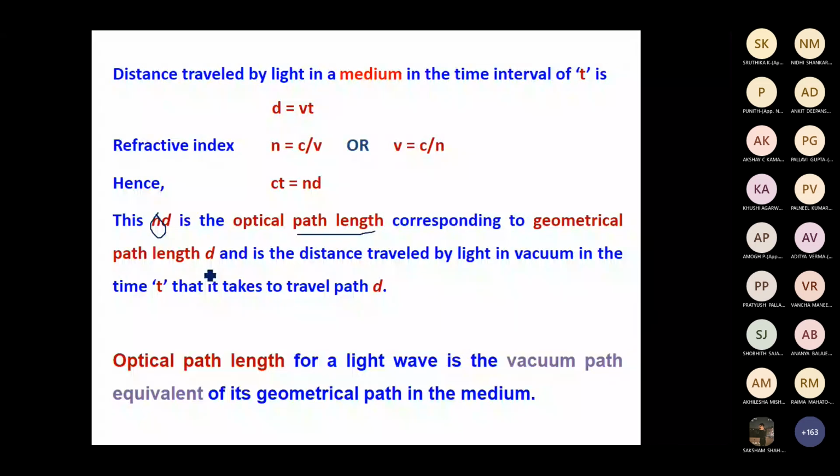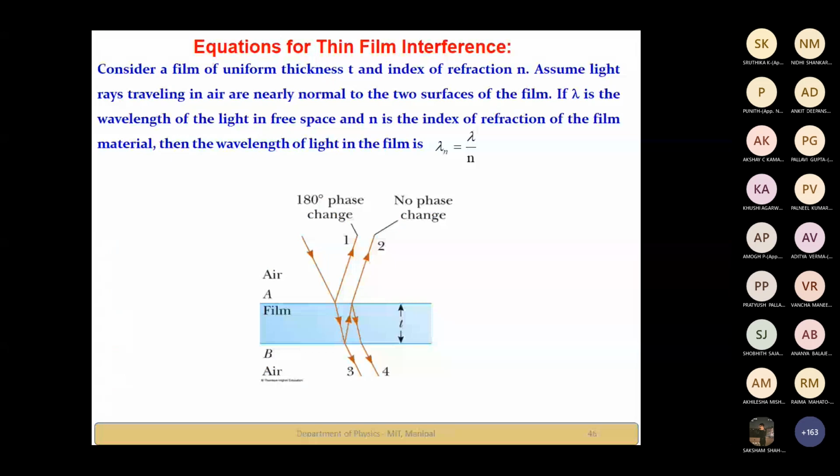Okay. Now we know two things: phase change takes place when a light ray undergoes reflection from the denser medium, that is, when traversing from rarer to denser, and does not undergo phase change if it is from denser to rarer. You can see here we are going to set up an equation for a thin film. Here the film has a thickness of T, and 1 and 2 are the reflected rays, 3 and 4 are the refracted rays which are coming out of the film.